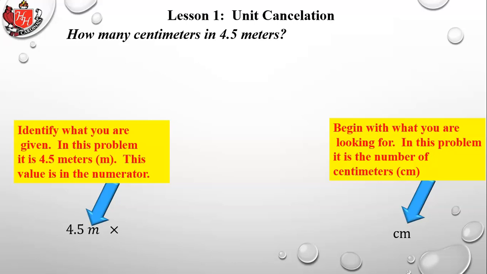This value is in the numerator. In other words, remember, if there's only one level to it, it's considered to be in the numerator. You could imagine there's a 1 down below it, 4.5 over 1, but you don't have to write that. So we're starting with 4.5 meters, and we're trying to get to centimeters.